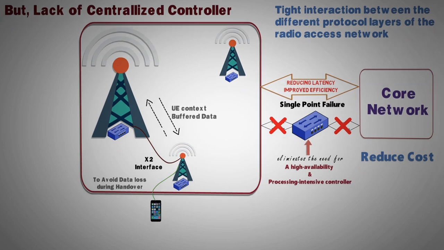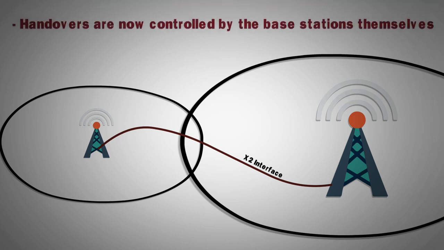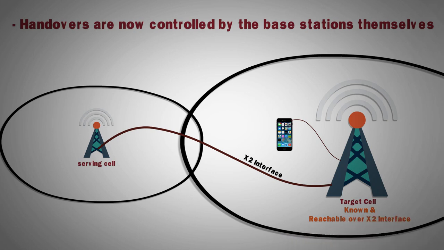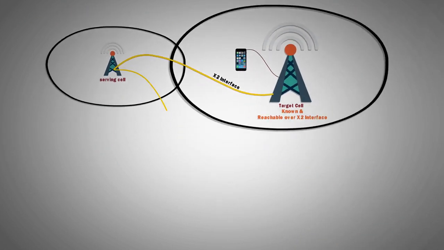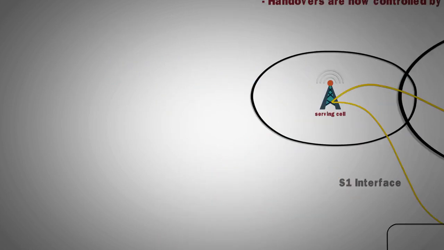In LTE, base stations can communicate directly with each other over the X2 interface for two purposes. First, handovers are now controlled by the base stations themselves. If the target cell is known and reachable over the X2 interface, the cells communicate directly with each other. Otherwise, the S1 interface and the core network are employed to perform the handover.